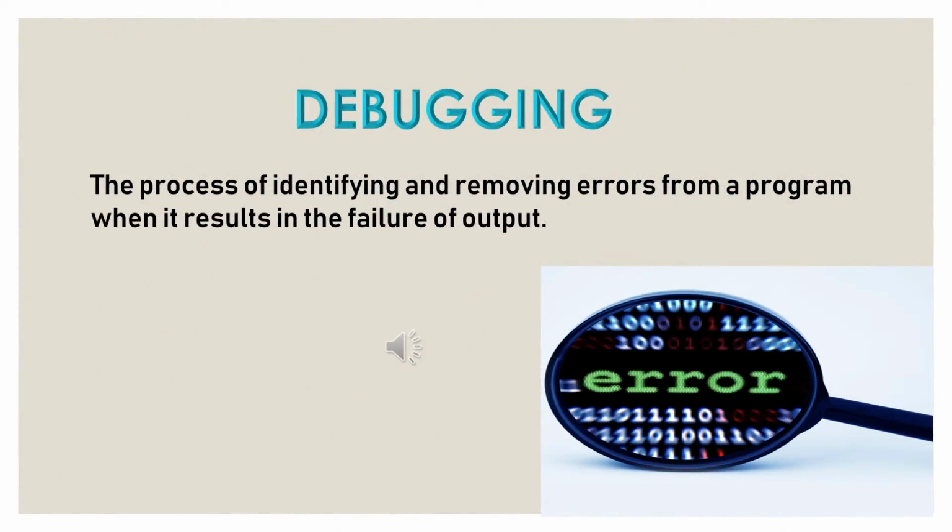You may have seen a new term, debugging, in the previous few seconds. Now I'll define what exactly debugging is. The process of identifying and removing errors from a program when it results in the failure of output is called debugging. And don't confuse it with the actual debugging when we kill a mosquito.